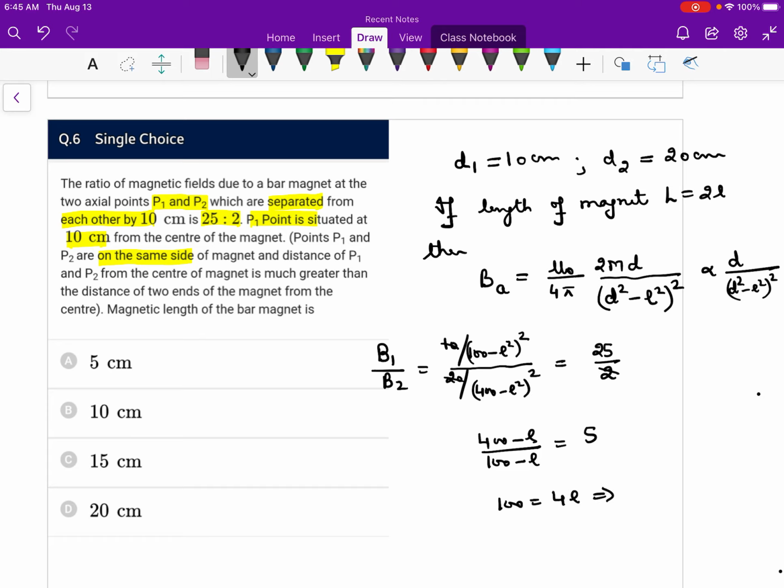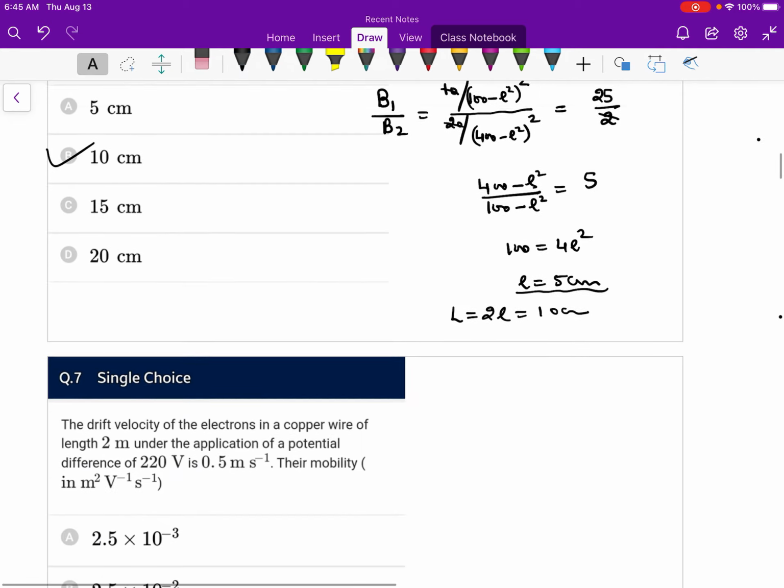So just a minute, 500 minus... so this is 400 minus L square, sorry, L square. So 500 minus 400, 100 is equal to 4L square. So L is 5 centimeter. So the length of the magnet is twice of L, that is 10 centimeter. So B is the correct option.